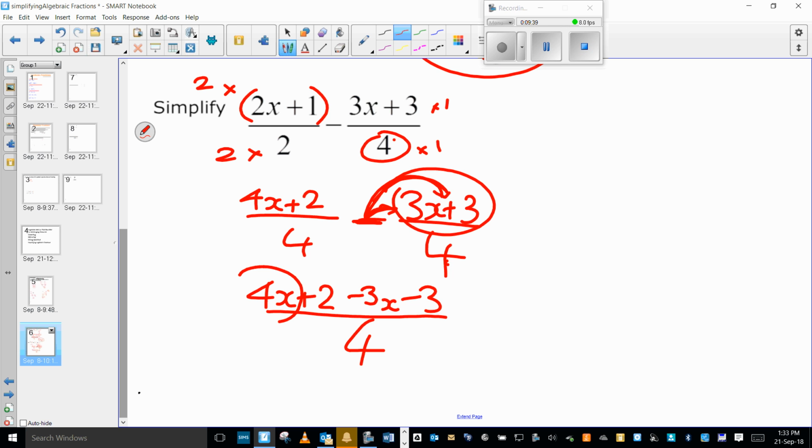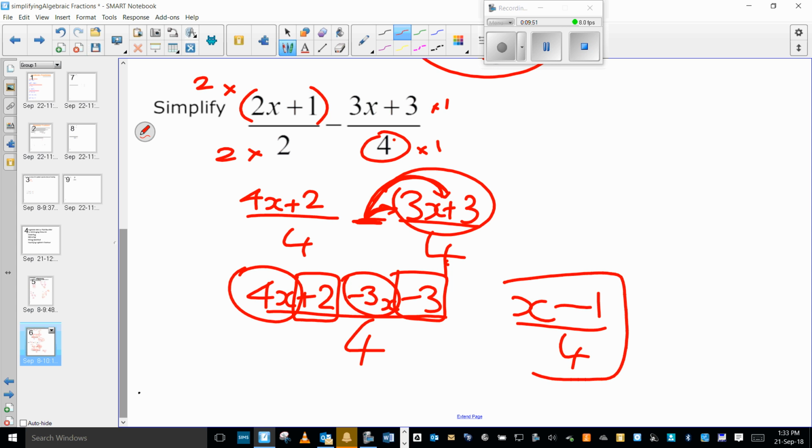All right, so now we're joining like terms. I've got 4x and I'm subtracting 3x, so I have just x. And I've got positive 2, subtract 3, which is negative 1, over 4.